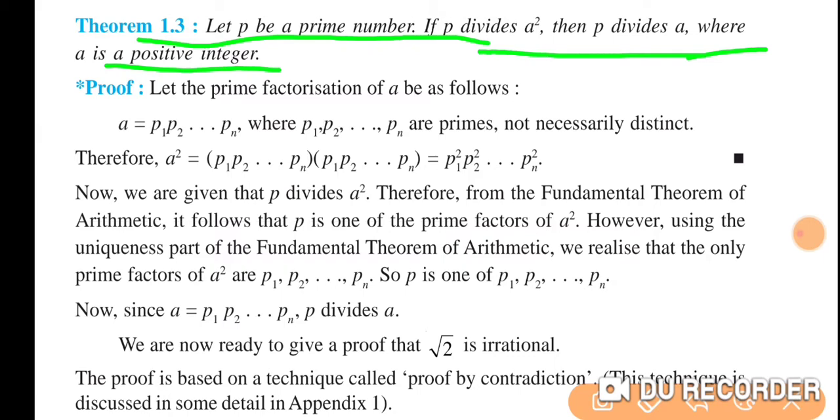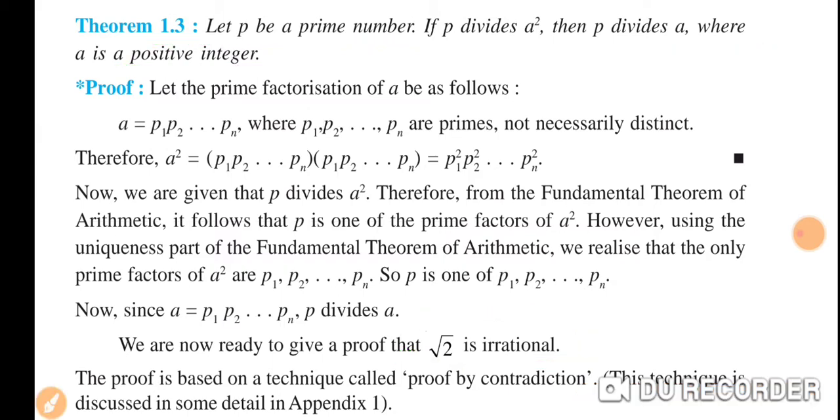The proof of this theorem is not to be learnt. But based on it, you will have sums wherein you have to prove that a particular number is irrational. As it is given, root 2 is irrational. This is to be proved, and that is proved by making use of this theorem. Is that clear? So how to prove sums of this type?